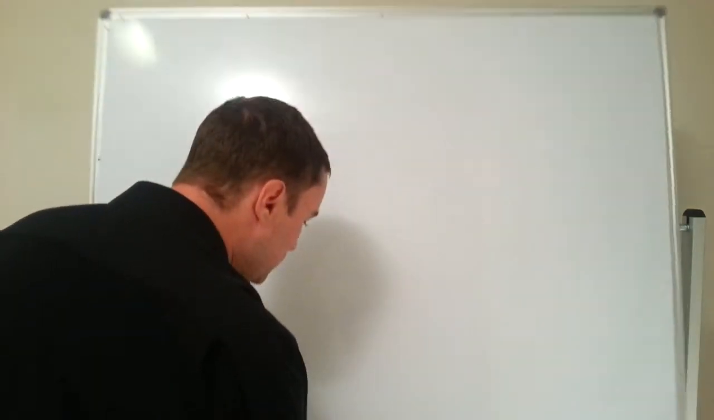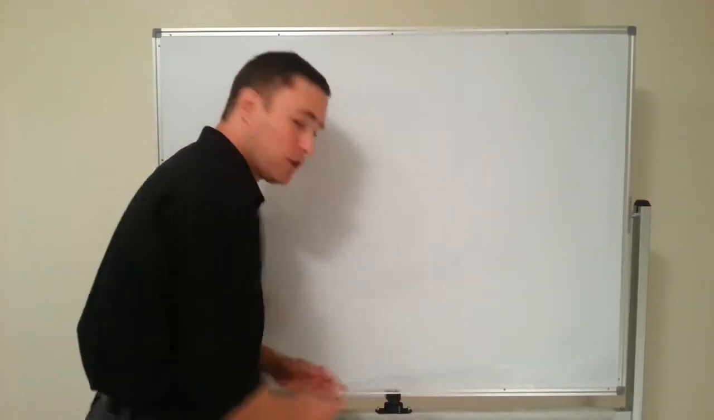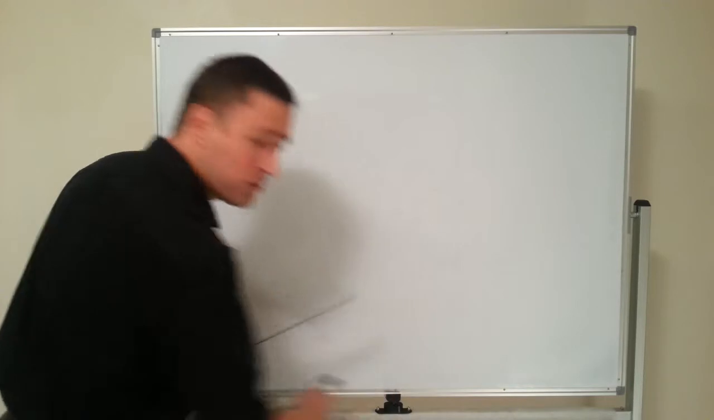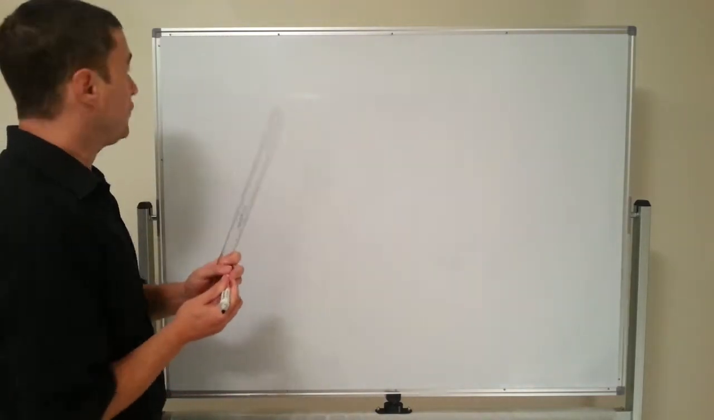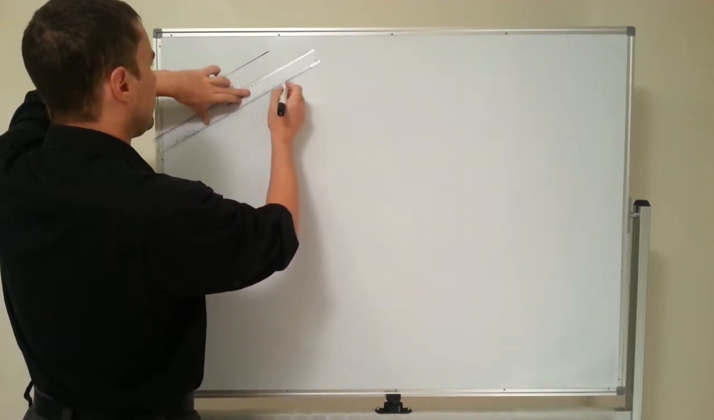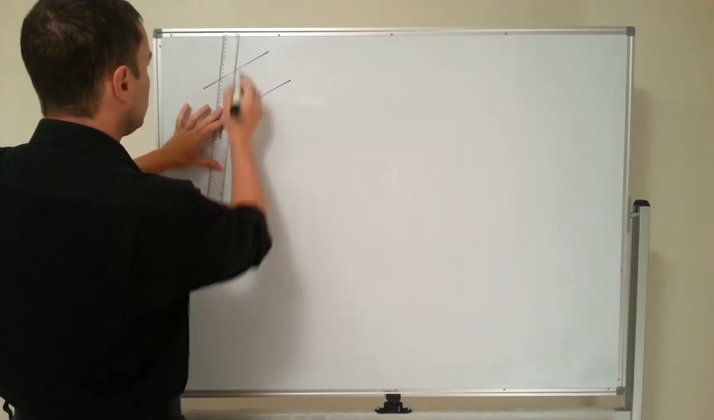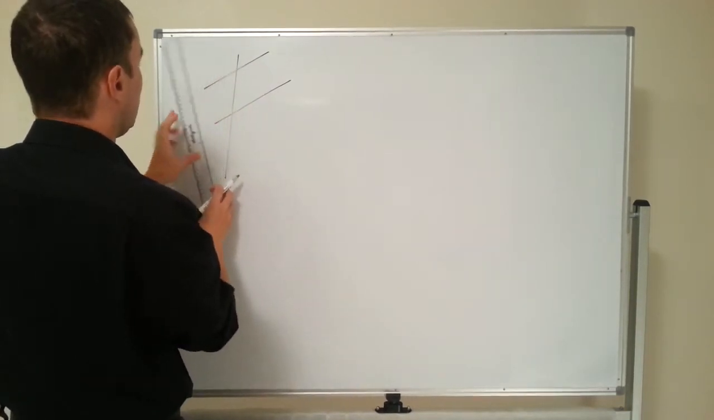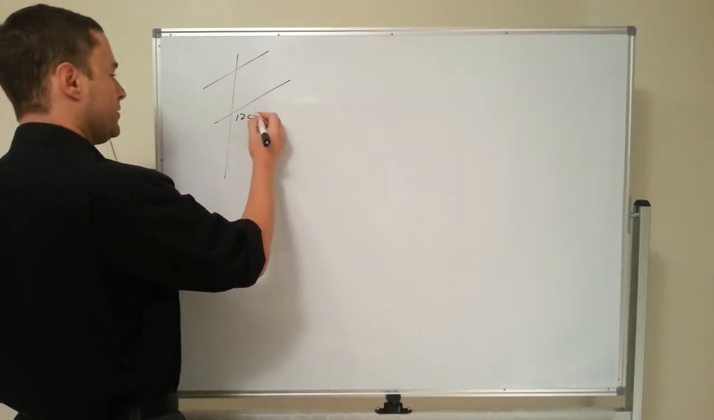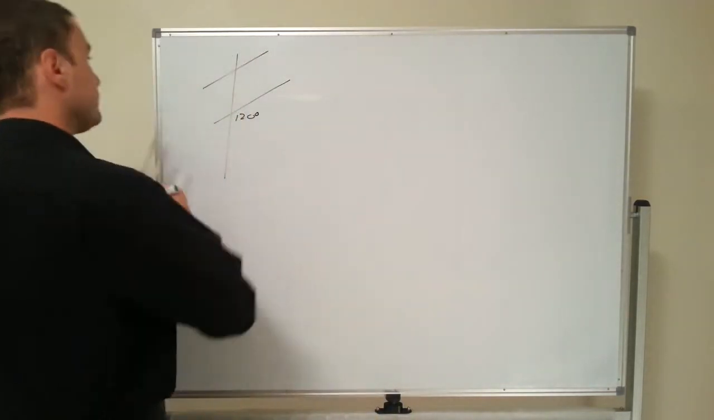So let's use one of these and see how we work with this. Very quickly now, we're going to look at the first example. We've got some kind of line there. We've got another parallel line here. We've got a transverse doing this. Let's actually draw that transverse in. And they say that this is 120 degrees. They say find the size of angle E.